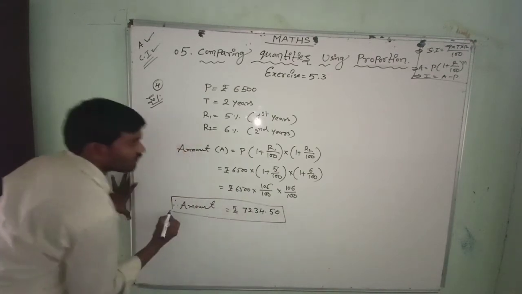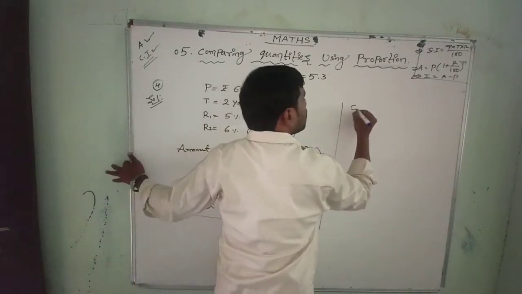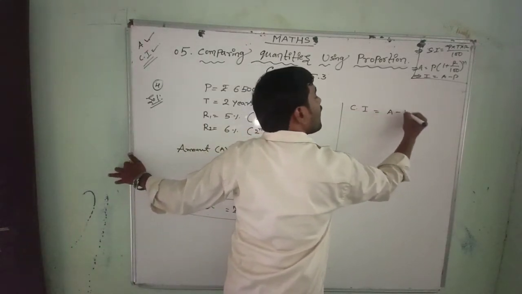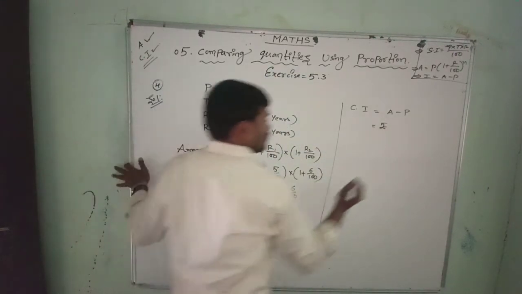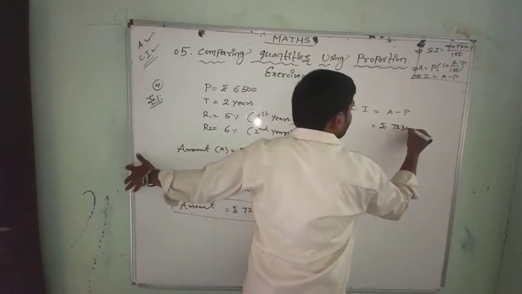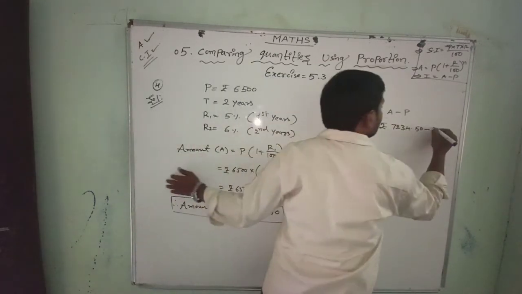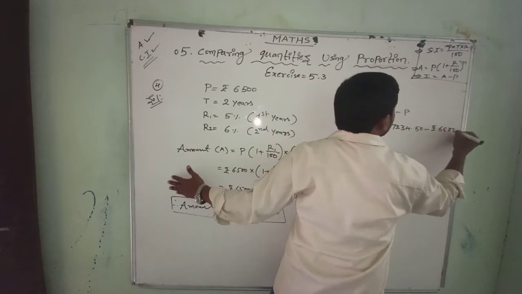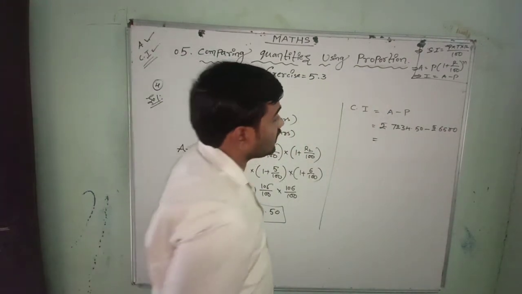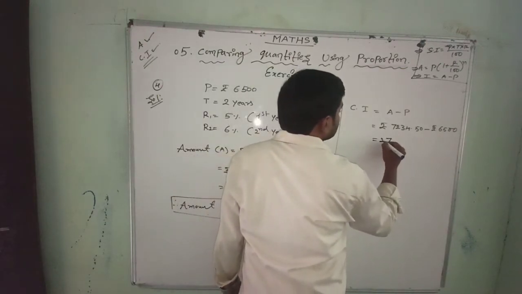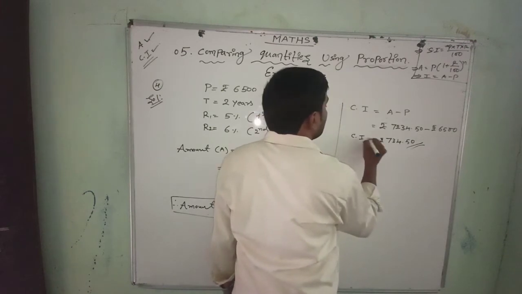Actually what we need to find is not just the amount. We also should find out compound interest, which is amount minus principal. The amount you got is 7,234.50, minus the principal 6,500 rupees. Now you subtract both. You will get 734.50 paisa. This is the compound interest.